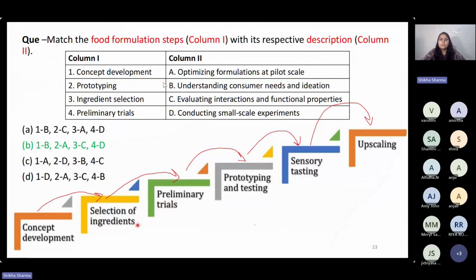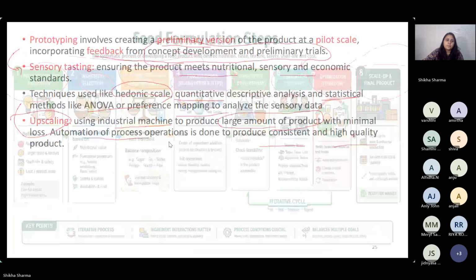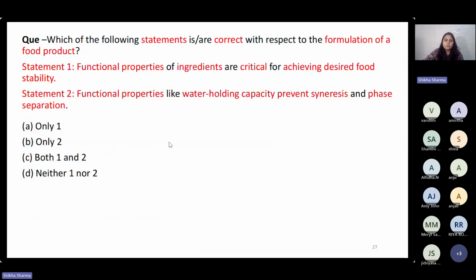So here the concept development is basically related to understanding customer needs and ideation. Prototyping is related to optimizing the formulations at pilot scale. Ingredient selection is related to evaluating the interactions and the functional properties. And finally, preliminary trials is related to conducting small scale experiments, so option B is correct here. Let's move to the next question.